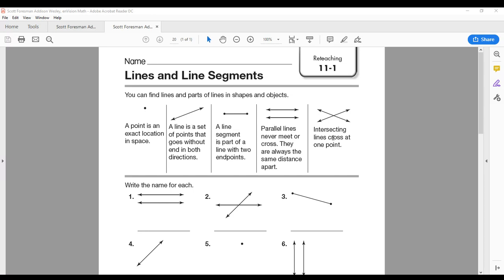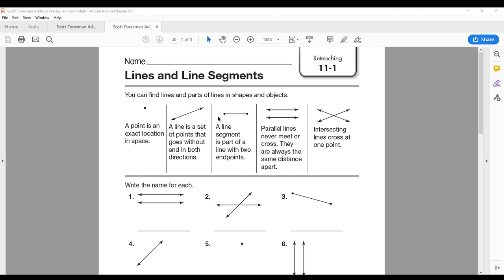So here are some definitions. A point is an exact location in space. That is a point. A line is a set of points that goes without end in both directions. This is a line, and we know it's a line because it has two arrows, one on each end, and the arrows mean that it goes on and on and on forever. A line segment is part of a line with two endpoints.